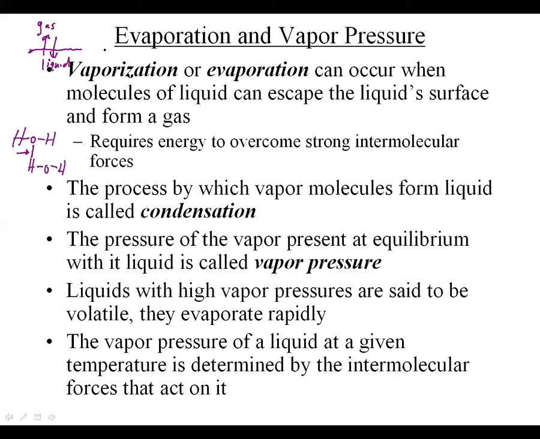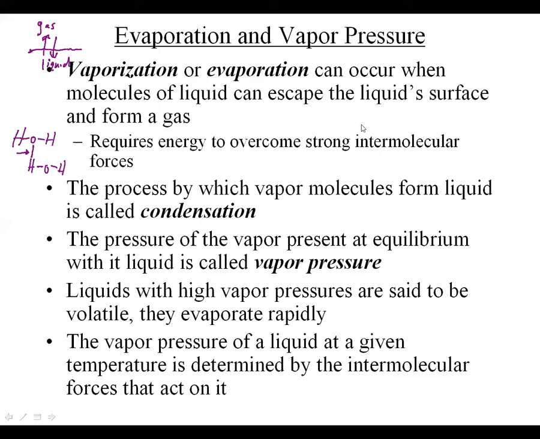So in order to have a high vapor pressure, that would imply that you need to have a lot of gas molecules. And in order to have a lot of gas molecules, that would mean that you are evaporating that liquid very quickly. The vapor pressure of a liquid is given by the temperature and determined by the intermolecular forces. The stronger the intermolecular forces, the lower the vapor pressure, because it won't be able to overcome those intermolecular forces and go into the gas phase.